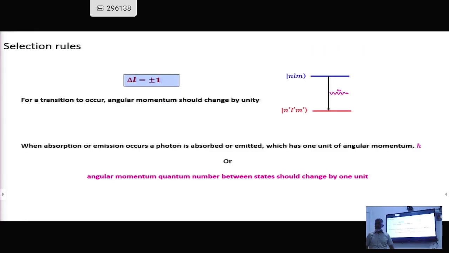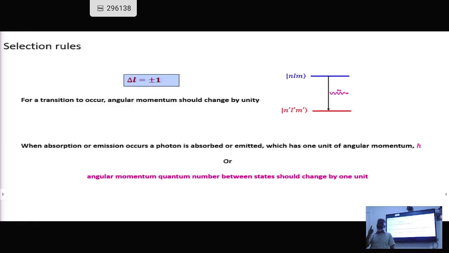This is angular momentum, right? And you know that when it goes from one state to the other, it will change that angular momentum. Why? A photon has one unit of angular momentum. A photon is not h, right, or h cross? It is one unit of angular momentum.